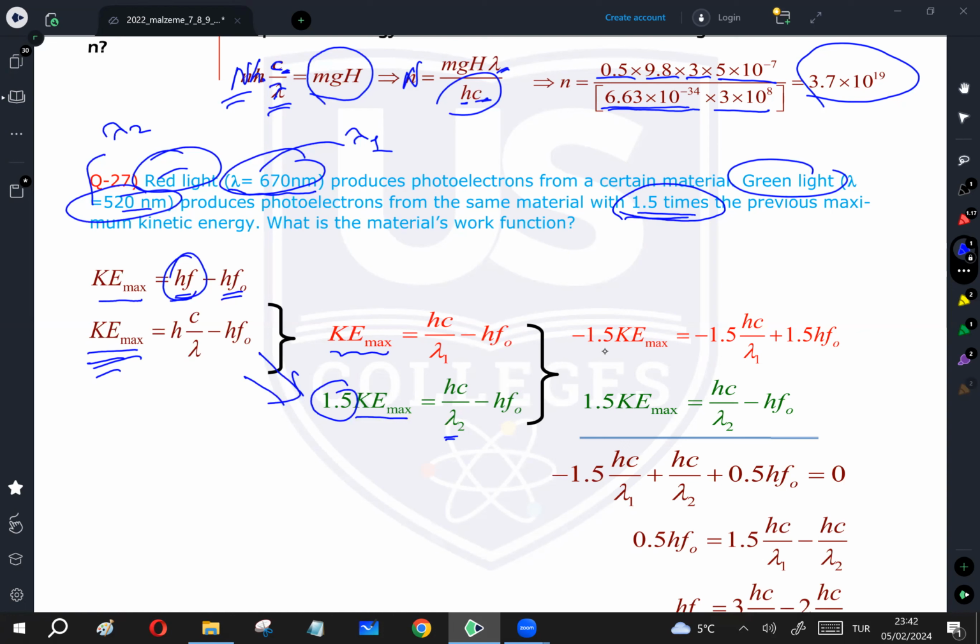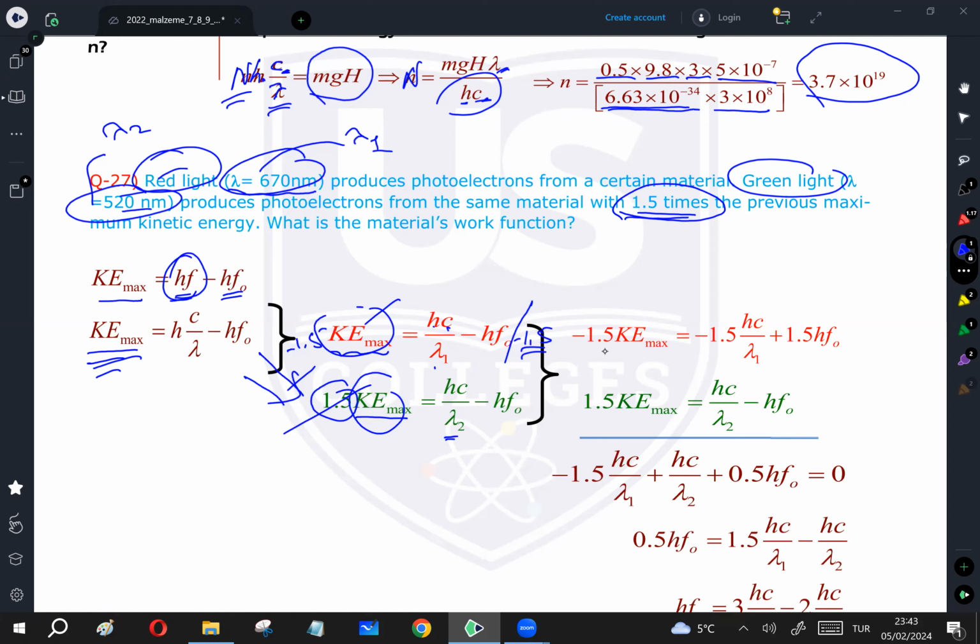So then I'm going to calculate hf0, but if I want to calculate hf0, I have to cancel or somehow simplify kinetic energy maximum, because I know hc and the lambdas. So kinetic energy maximum is unknown. So I have to simplify that. To simplify that, I have to multiply the first equation by negative 1.5, because if I do this, the negative 1.5 comes in here, so this can simplify. So when I multiply the above red equation by negative 1.5 on both sides, mathematically we can do that, the left side becomes negative 1.5 kinetic energy maximum.